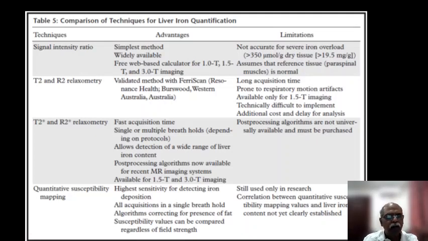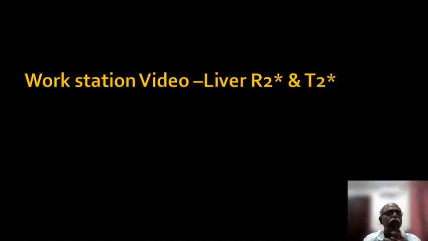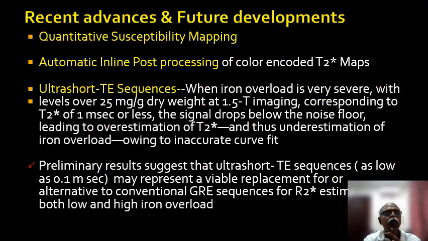This is the slide about comparison of various methods. We'll not go into it. So just try to remember that the values of R2 star and T2 star of liver are very useful in estimation of liver iron quantification. A simple method is known as signal intensity ratio between liver and paraspinal muscle. If liver signal is low on T2 images when compared to paraspinal muscle, there is iron overload.